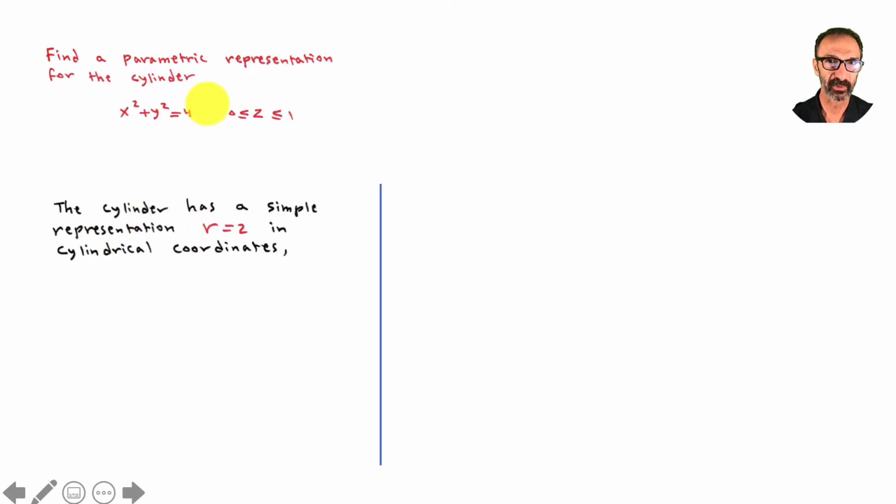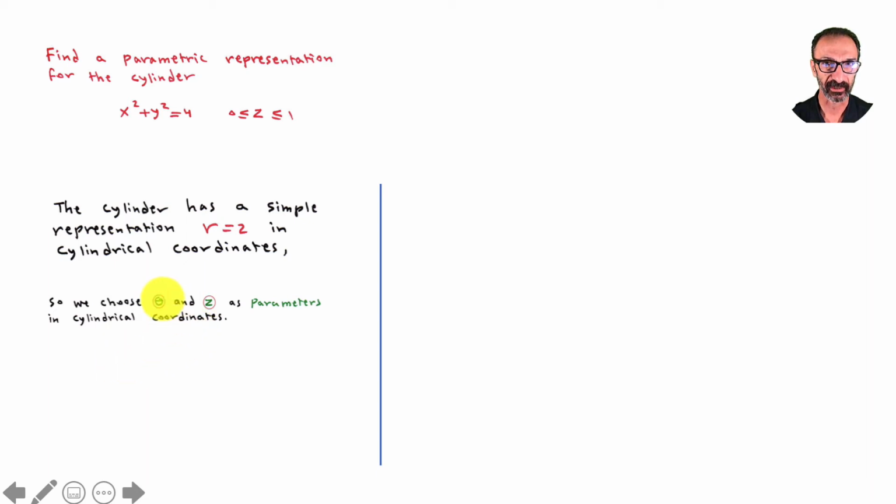To rewrite this with parameters, notice that r equals 2 is fixed. The cylinder has a simple representation, which is r equals 2 in cylindrical coordinates. So we have theta and z as parameters in cylindrical coordinates.